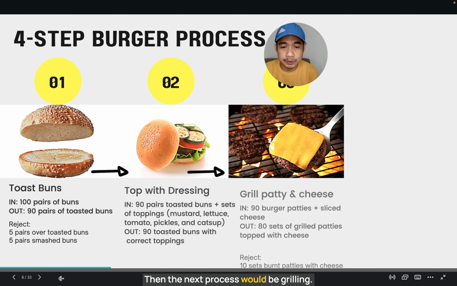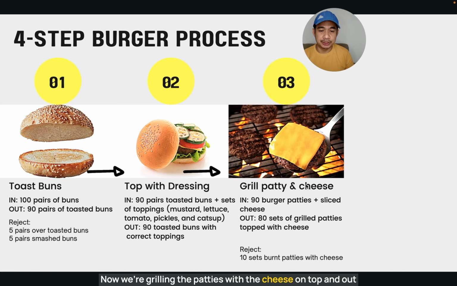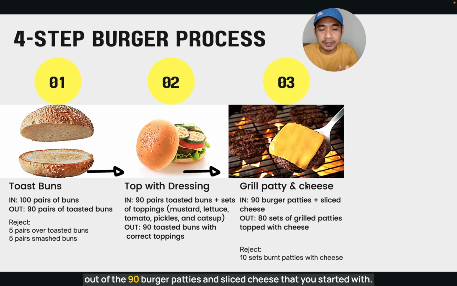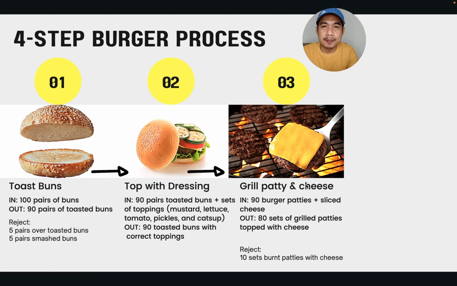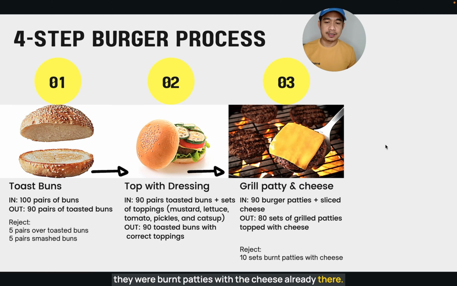Then the next process would be grilling. Now we're grilling the patties with the cheese on top. And out of the 90 pairs of toasted buns from the previous process, in this process you were able to get 80 sets of grilled patties and cheese out of the 90 burger patties and sliced cheese that you started with. You have 10 pieces that were rejected primarily because they were burnt patties with the grilled cheese already there.